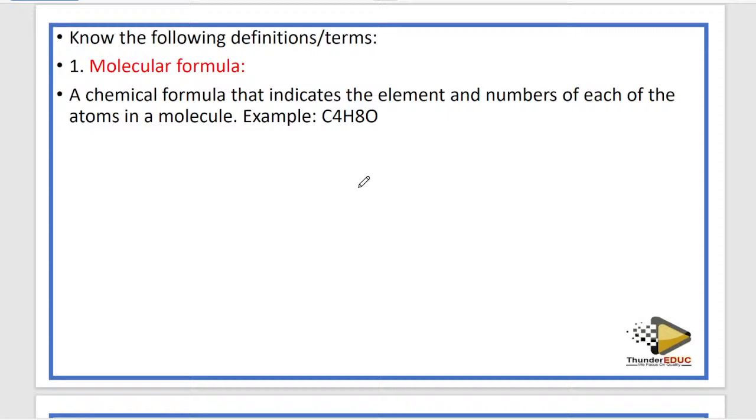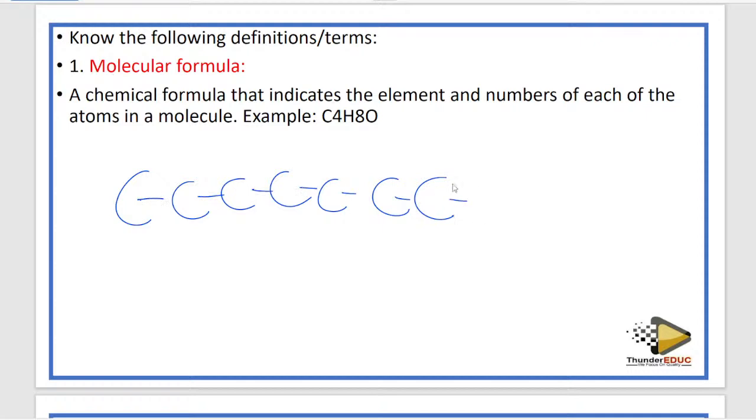When we talk about the molecular formula, you have to condense everything. How many carbons do you have? For example, 1, 2, 3, 4, 5, 6, 7. And then you have hydrogens throughout. Then you put your hydrogens there.